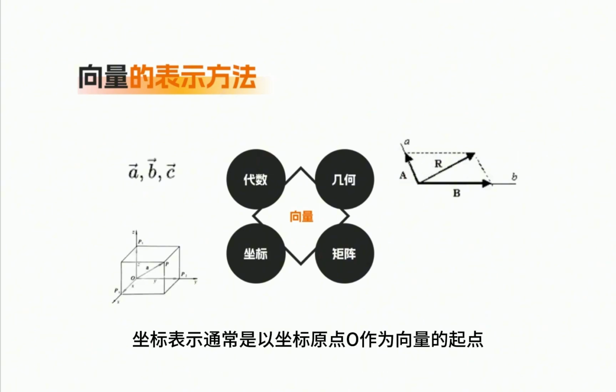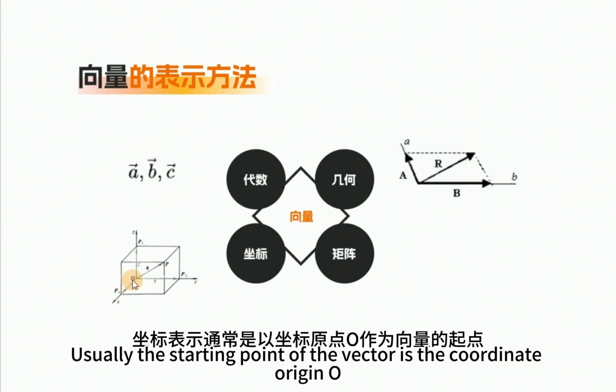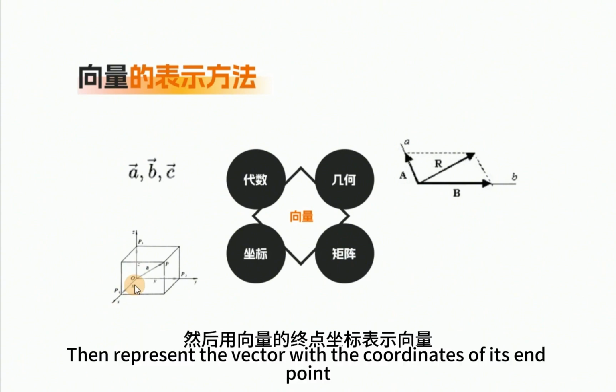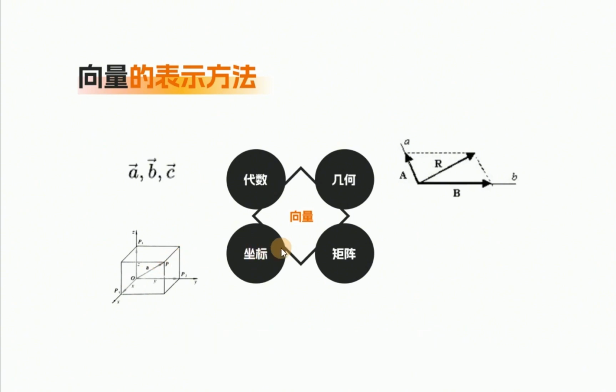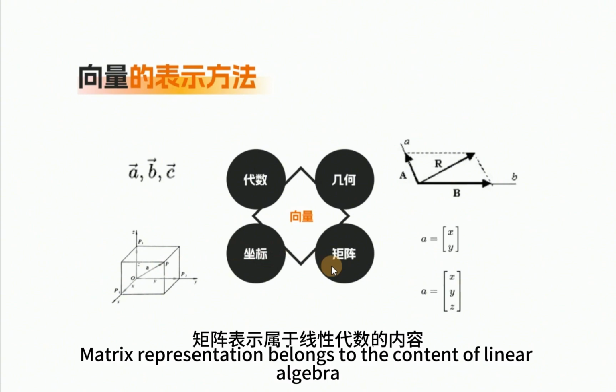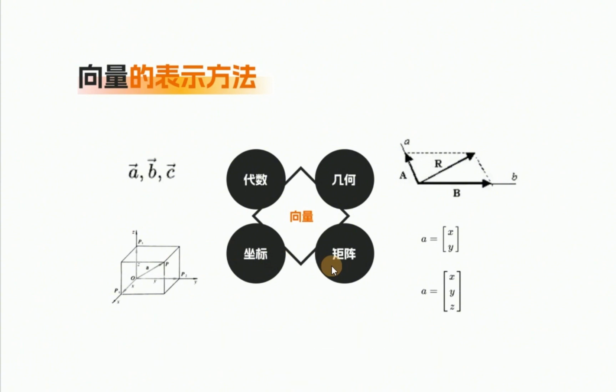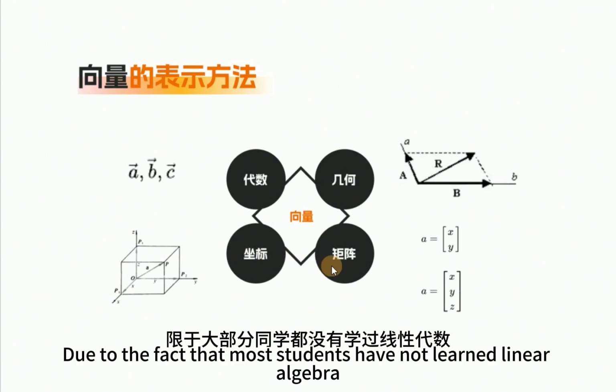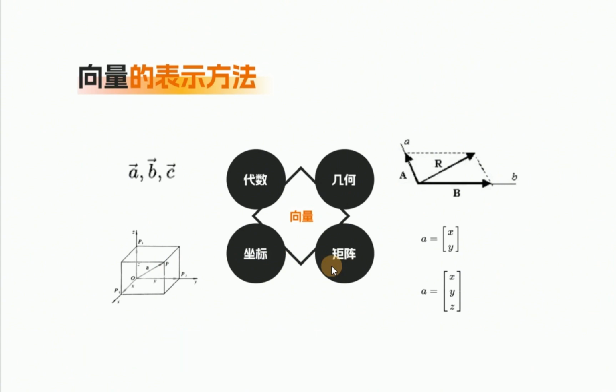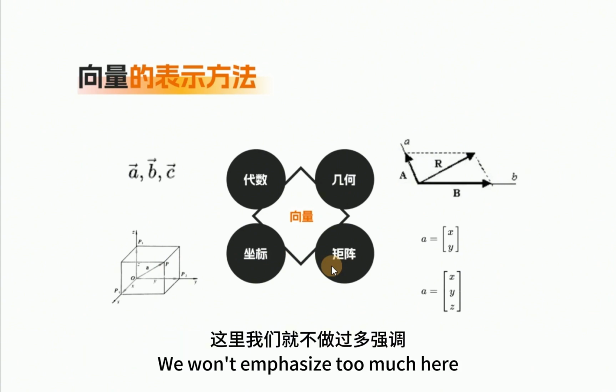Coordinate representation: usually the starting point of the vector is the coordinate origin, and then we represent the vector with the coordinates of its endpoint. Matrix representation belongs to the content of linear algebra. Since most students have not learned linear algebra, we won't emphasize it too much here.